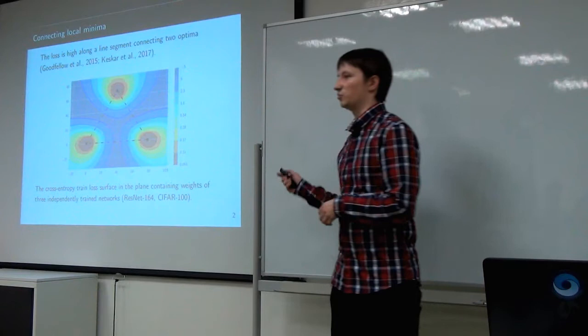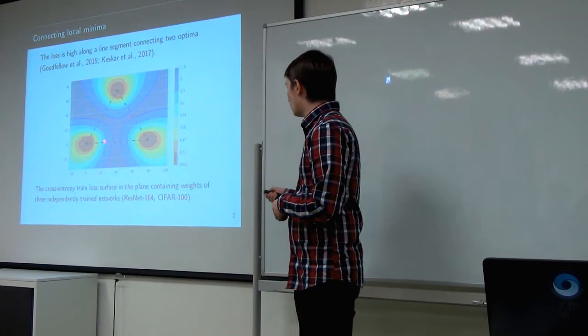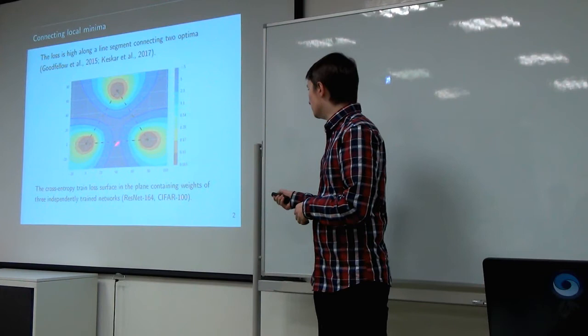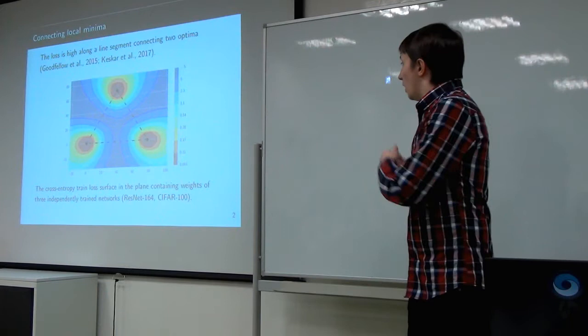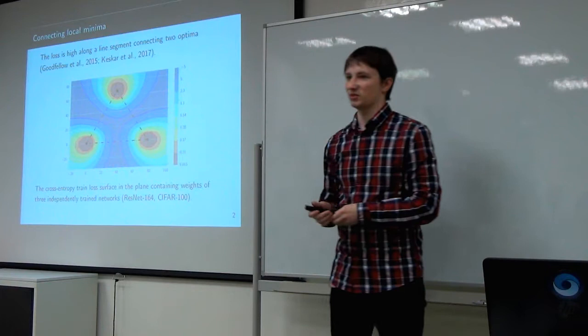So we can see that if we connect two local optima with a line segment, then the loss at the intermediate point of the segment will be quite high. Actually, is it the true loss or a stochastic one? It's the true loss computed on the whole data set. Actually, points in the middle make random guess predictions. It's the typical non-convexity.